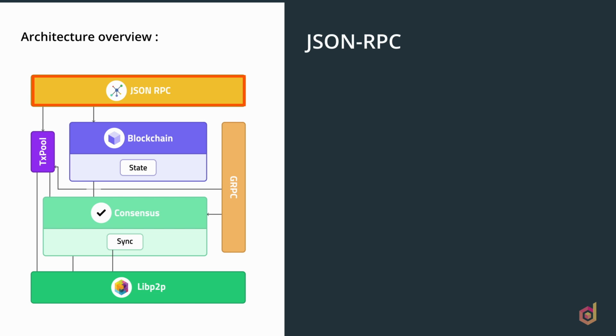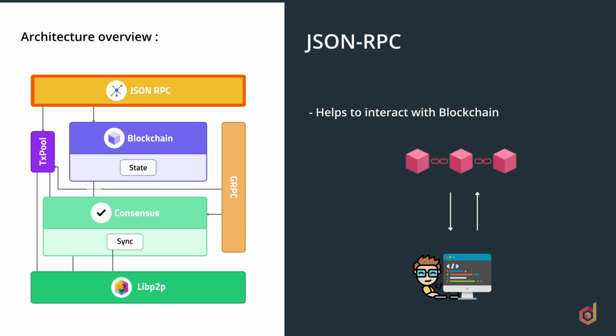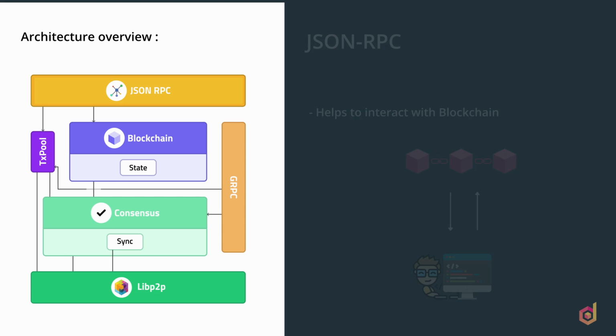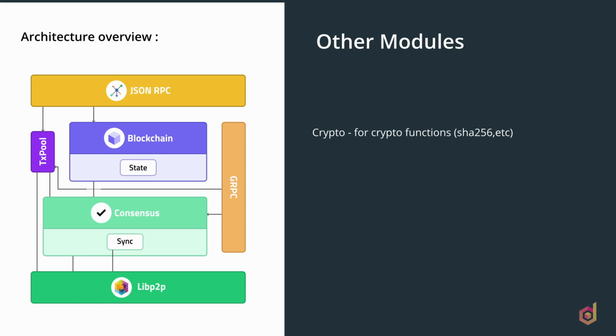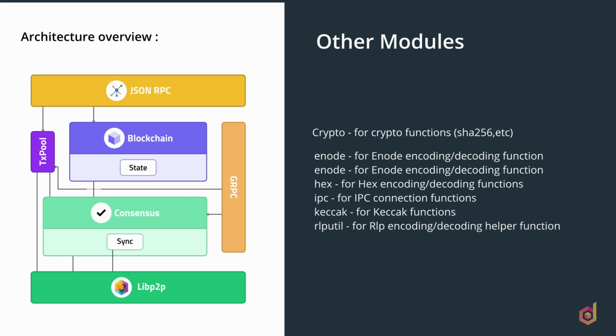Then comes the JSON RPC module. We have already discussed what an API is and what their needs and use cases are. Like gRPC, JSON RPC is also one of the types of API used for communication. The JSON RPC module implements the JSON RPC layer, something that the dApp developers will use to interact with the blockchain. Apart from this, Polygon Edge uses modules like crypto for using crypto functions and other modules that are listed here.